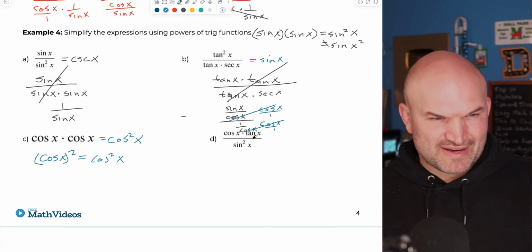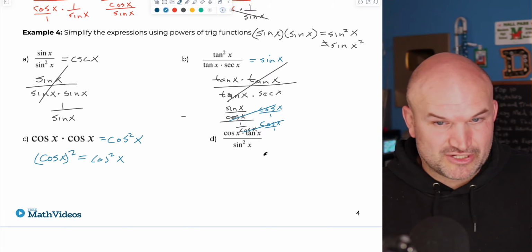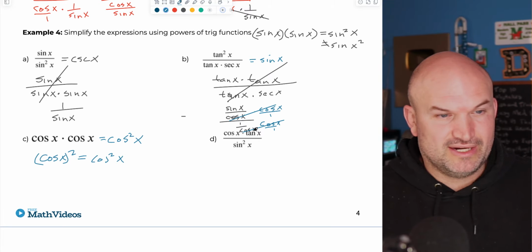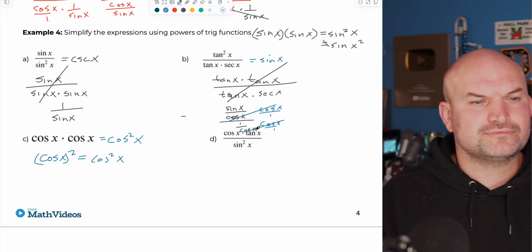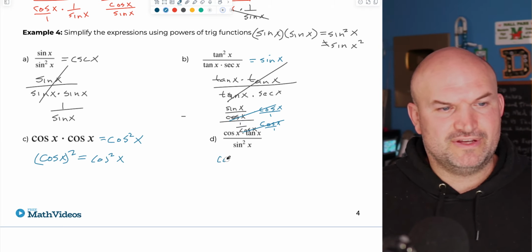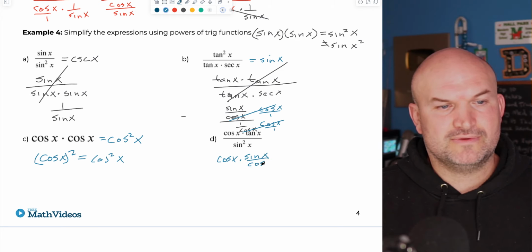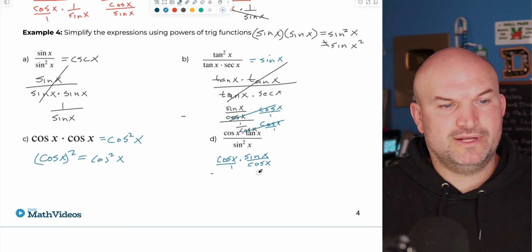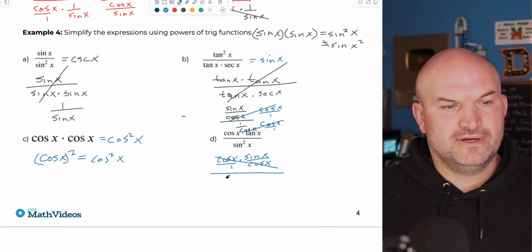So here I have sine of x over tangent of x. Make sure it's not squared, I know I kind of wrote that in there. So let's rewrite tangent as sine over cosine. So I have cosine of x times sine of x over cosine of x. Remember, that's over 1. So those are going to divide out, and that's over sine squared of x.